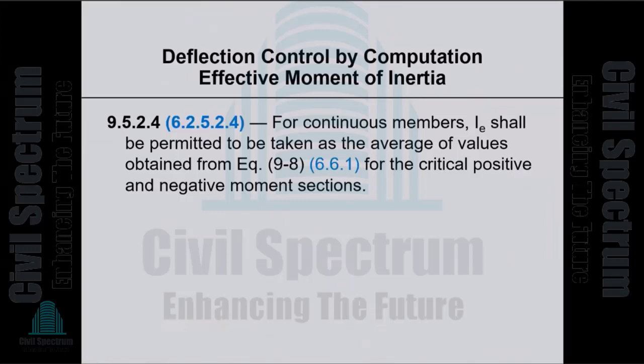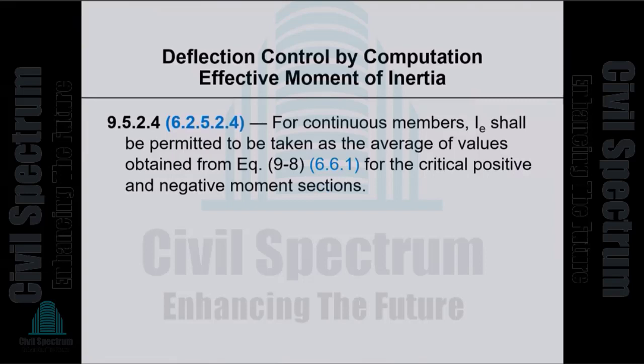I sub E shall be permitted to be taken as the average of values for the critical positive and negative moment sections. This is kind of important. We are not dealing with one section. We are not calculating section deflection. We are calculating member deflection.